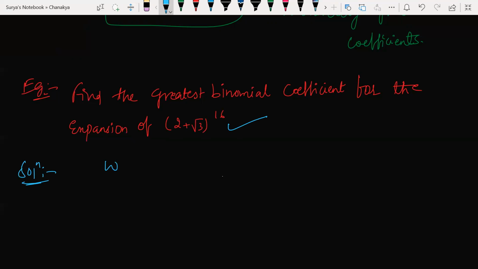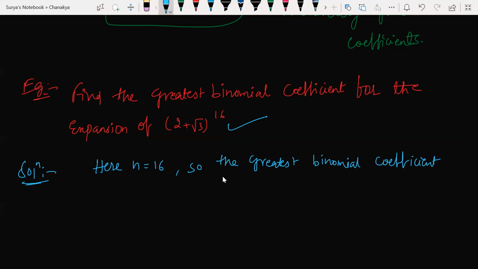Here n is equal to 16. So the greatest binomial coefficient is what?